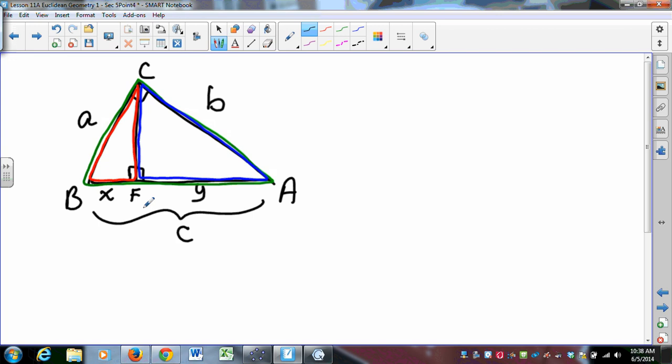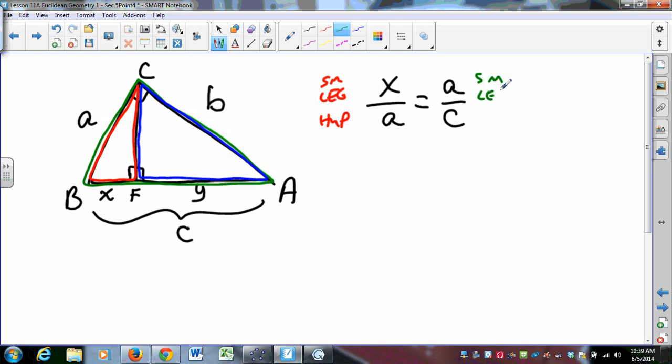And so I can say that corresponding sides of similar triangles are in proportion. I can say that X is to A as A is to C. I can say that the small leg is to the hypotenuse of the red triangle as the small leg is to the hypotenuse on the green triangle. And so I have that A squared is X times C.